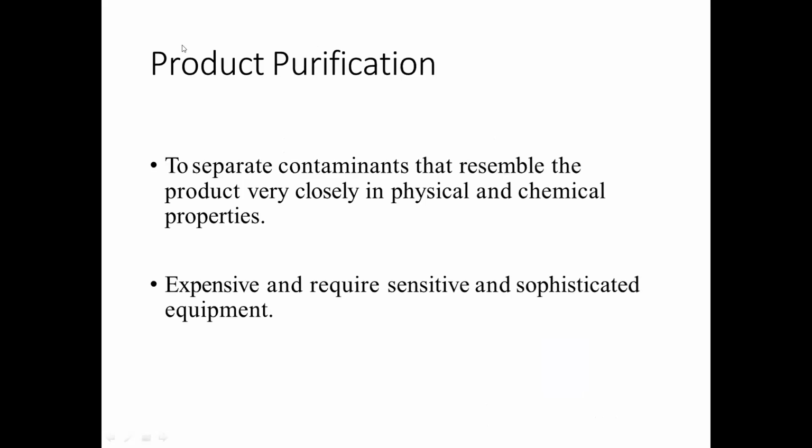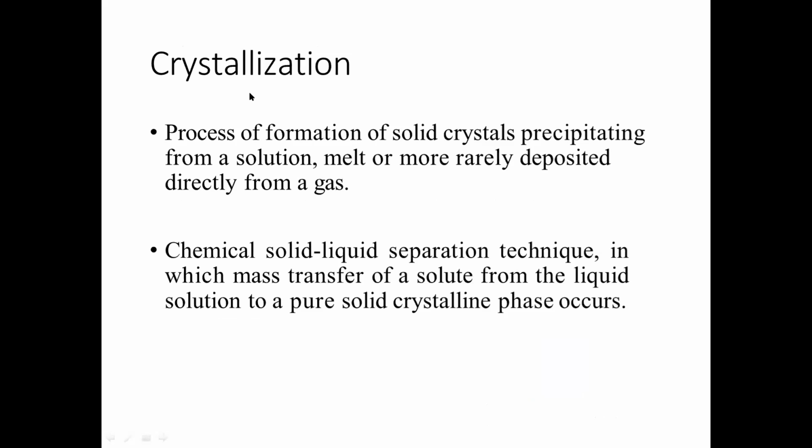Then how is product purification achieved? To separate contaminants that resemble the product very closely in physical and chemical properties. It is expensive and it requires sensitive and sophisticated equipment. Then crystallization, the process of formation of solid crystals precipitating from a solution, melt or more rarely deposited directly from a gas. A chemical solid-liquid separation technique in which mass transfer of solute from the liquid solution to a pure solid crystalline phase occurs. So there is mass transfer happening between the liquid and the solid phase.